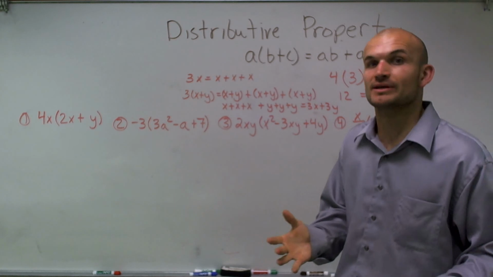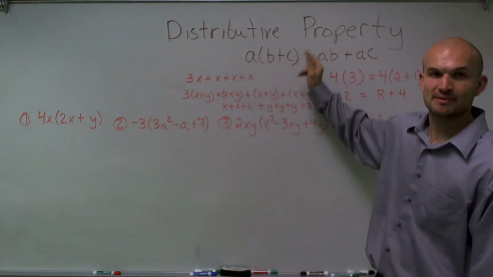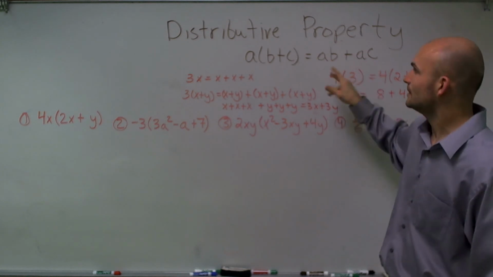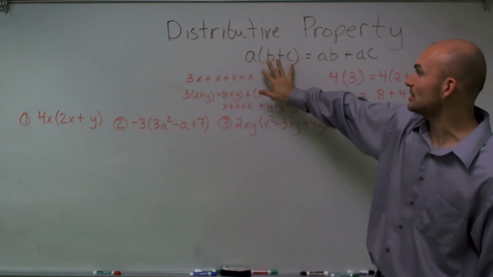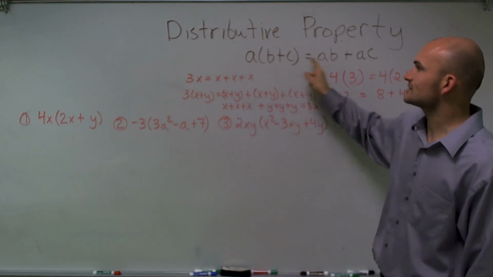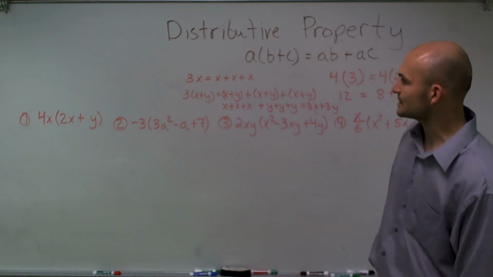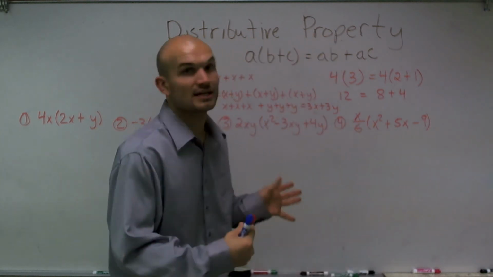Now the distributive property can be very simply summed up as A times (B plus C) is equivalent to AB plus AC, meaning A times anything inside parentheses is going to equal the product of that number A times the elements inside the parentheses. So let's take a look at a couple of things I want to review with you before we actually get into some examples.